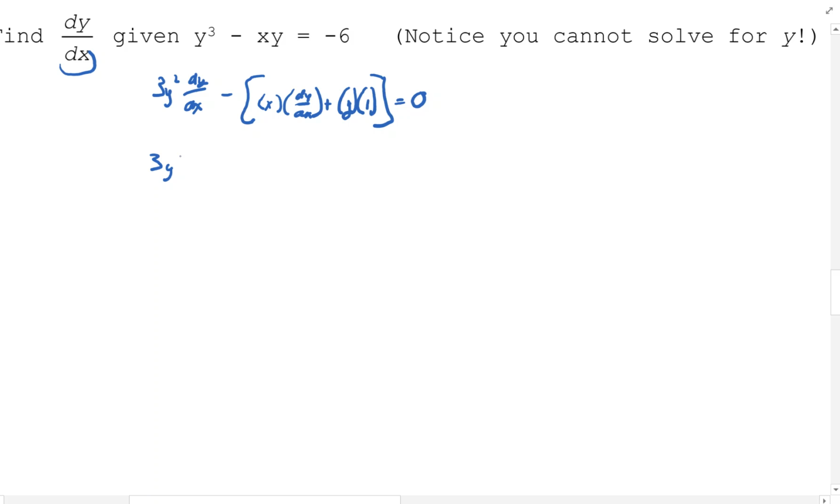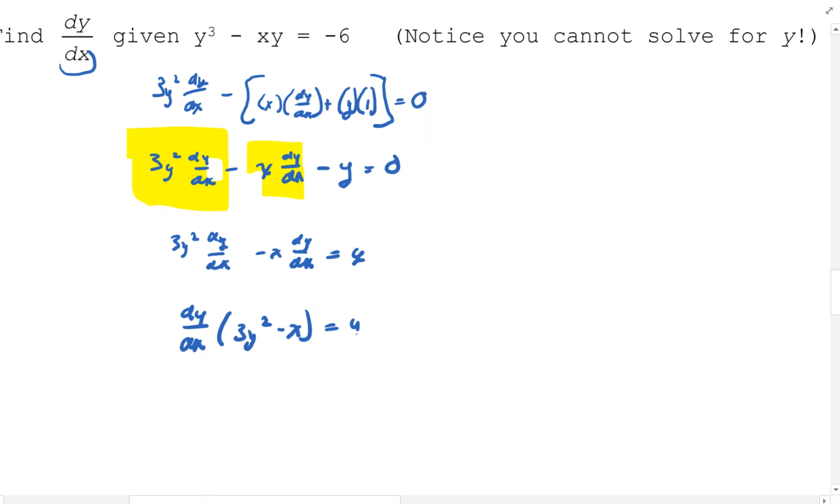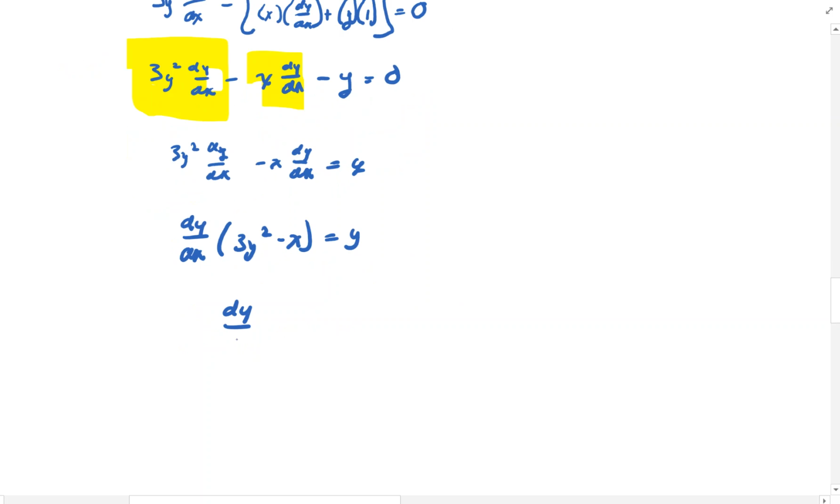Tidying up, I've got 3y squared dy dx minus x dy dx plus, minus y equals 0. So if I want to solve for dy dx, I've got to keep my two terms that have got dy dx's in them on one side and get the other term, my y term, to the other side. So I've got 3y squared dy dx minus x dy dx equals y. I'll factor out the dy dx and have 3y squared minus x equals y, and then divide by whatever's in that parentheses, and dy dx equals y over 3y squared minus x.